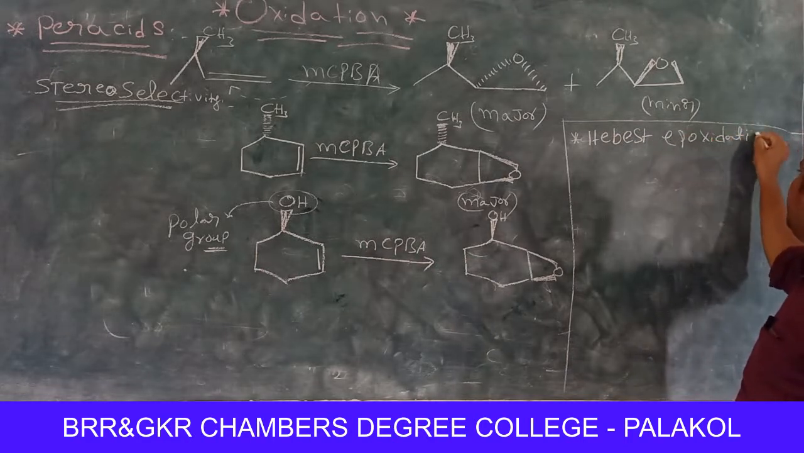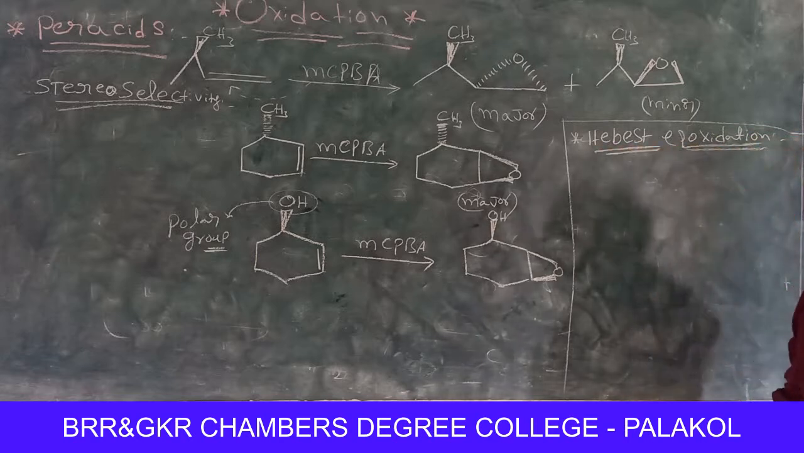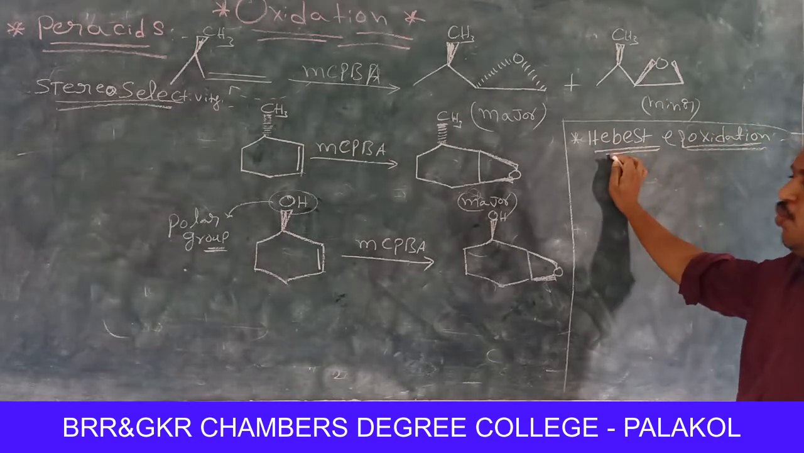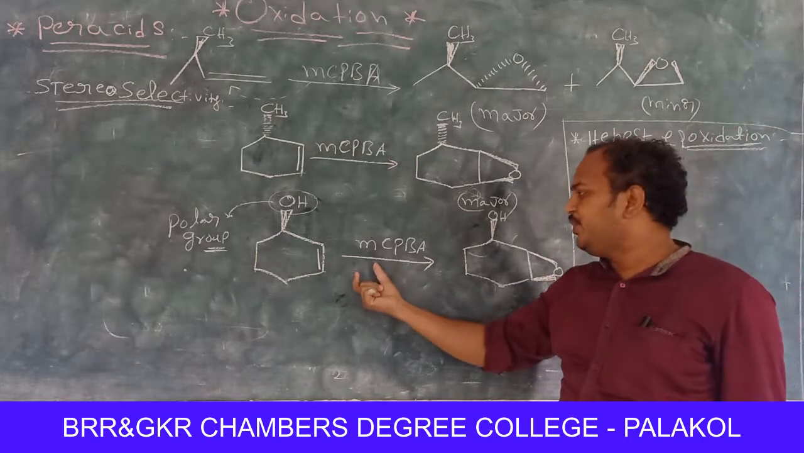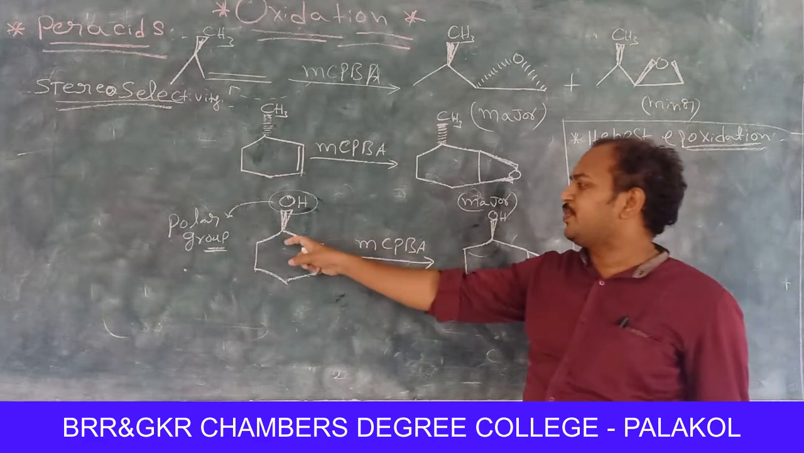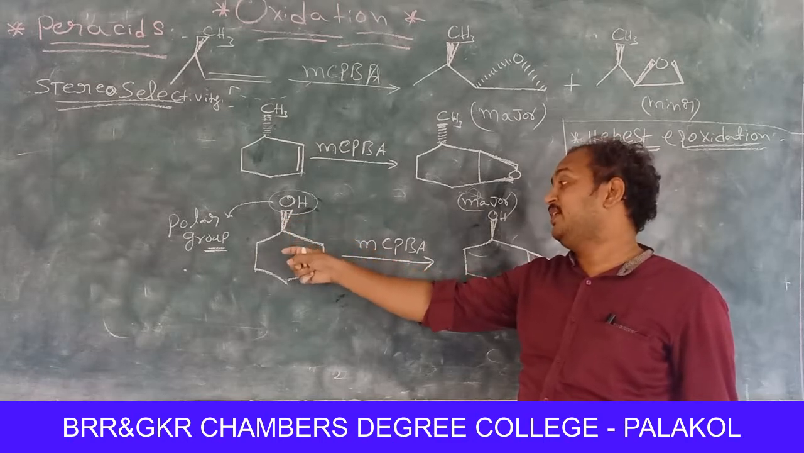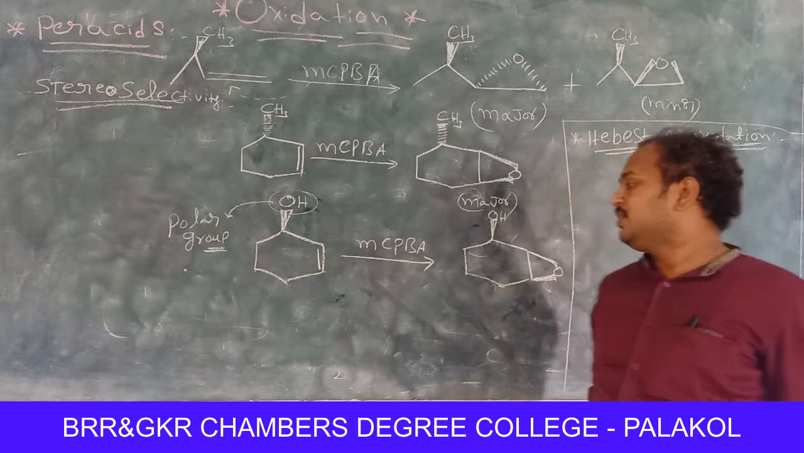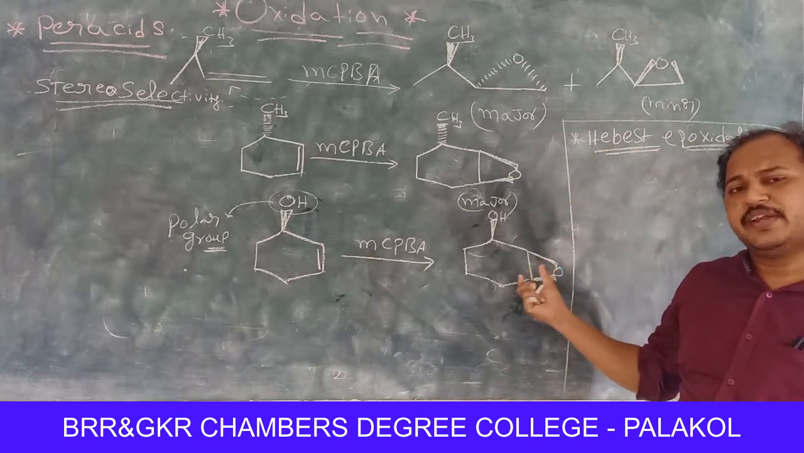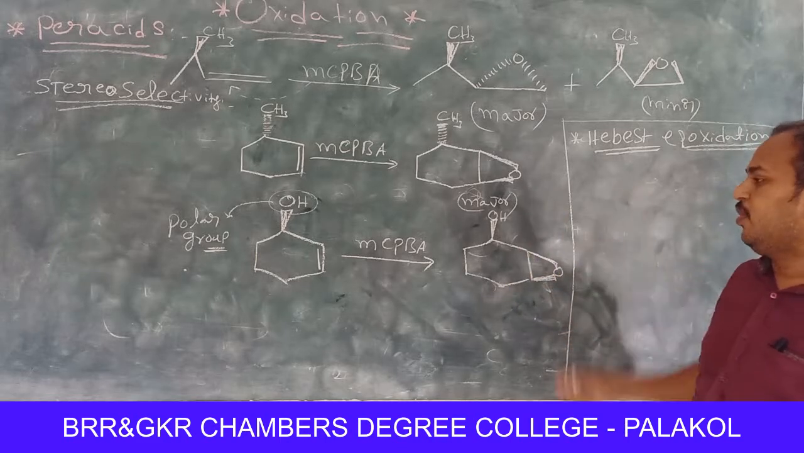What is the name of this one? Henbest epoxidation. Got my point? Henbest explained why we get the same stereochemistry whenever the polar group is present in a plane, whether it is above the plane or below the plane, and why the epoxide formation also takes place in the same plane. That was explained by the scientist Henbest.